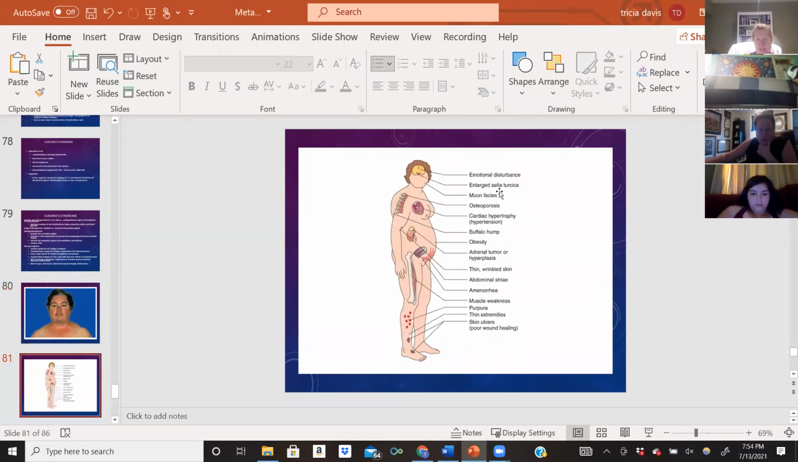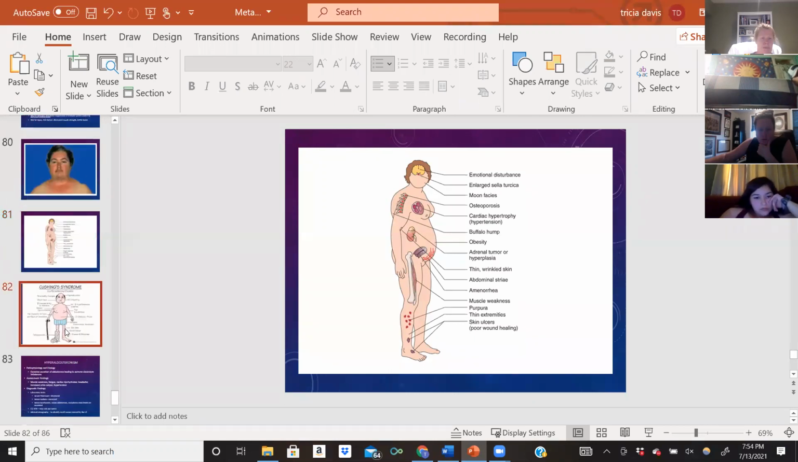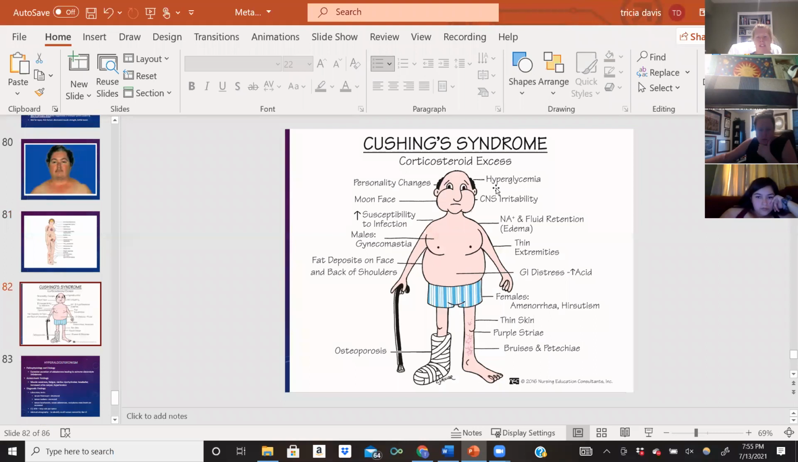So this is a better picture. So this shows you all the things. This is that buffalo hump. They're going to be obese. These are all the things that you can see. And this is just another fun slide for you guys with Cushing syndrome. Purple striae, that's what I talked about in the last slide. They could have petechiae, bruising, thin extremities, very, very thin skin. Sodium and fluid retention, so they're going to have edema. Too many corticosteroids, increased risk of infection.